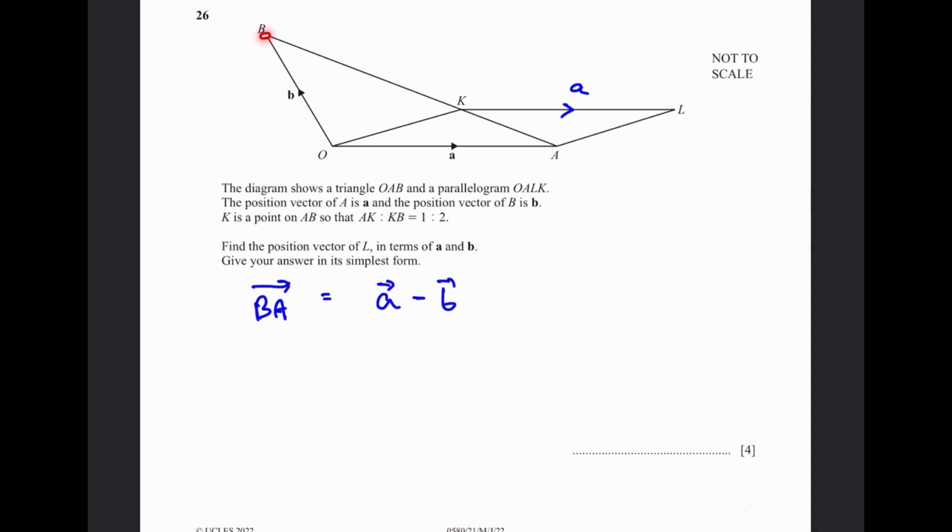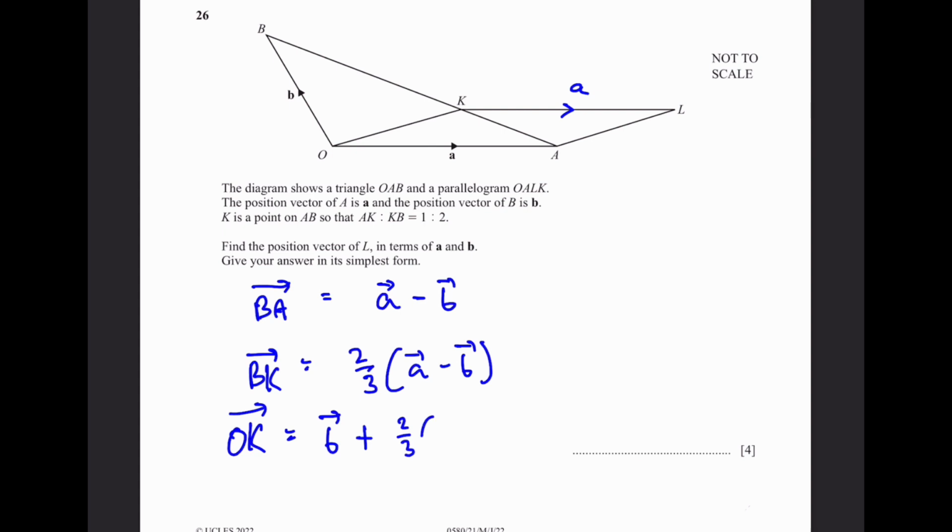And now BK will be 2 by 3 of this. Why? There are 3 parts. 2 parts is KB. So the length of this is 2/3 of the whole thing. That's why it'll be 2/3. So BK will be 2/3 of A minus B. Now we can find this vector, OK. So OK is OB plus BK. So OK vector will be OB, which is vector B, plus BK, which is 2/3 of A minus B.